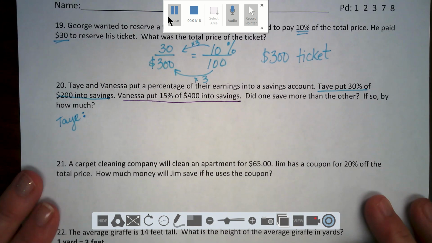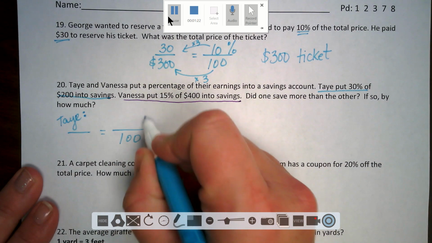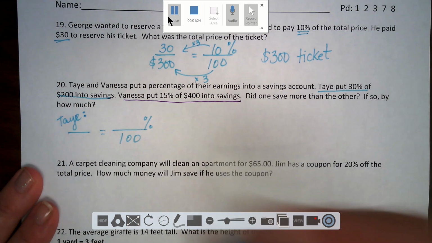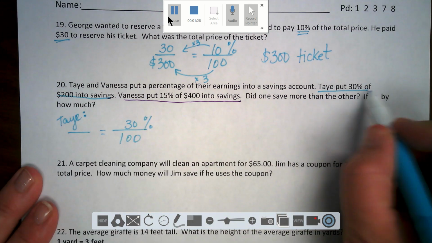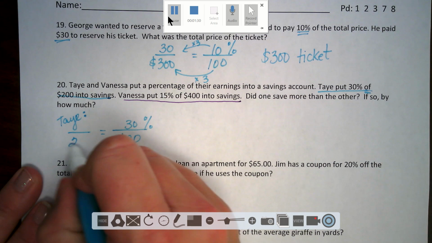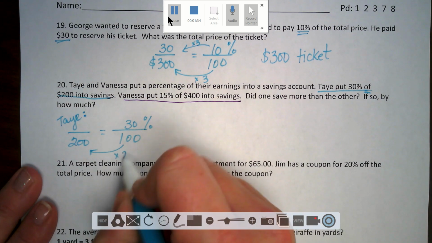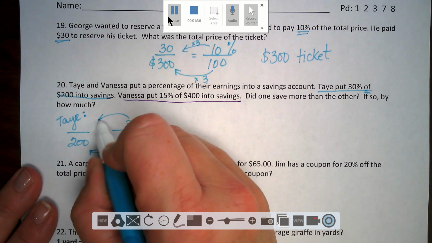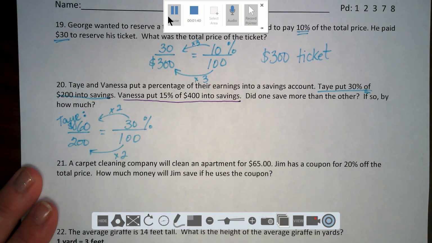All right, so we're setting up our percentage. More fun when you make the sounds to go with them. 30% going with 100. And then of her 200, of that 200 is my total. So how do I get from 1 to 200? I multiply it by 2. 30 times 2 gets me to $60. So she has saved $60.